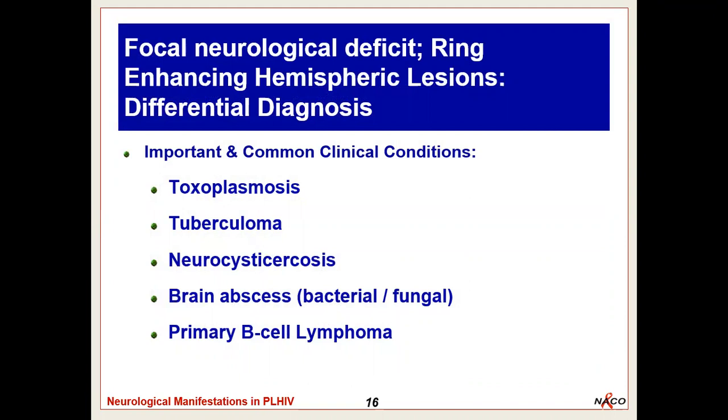So when somebody presents with this, when we're talking about the focal neurological deficit and the ring enhancing lesions, what are the differential diagnoses that we're talking about? We're talking about toxoplasmosis, tuberculoma, neurocysticercosis, brain abscess, and primary lymphoma. Now, there can be other rare causes as well. Some of the metastasis of glioma, some of the different other fungi can also present like that, but then those are not much seen in our settings. So these are our typical differential diagnoses, which should be there in our mind. The next slide, please.